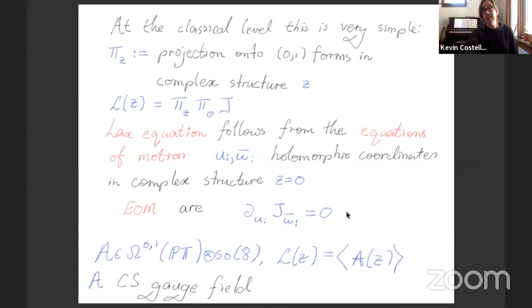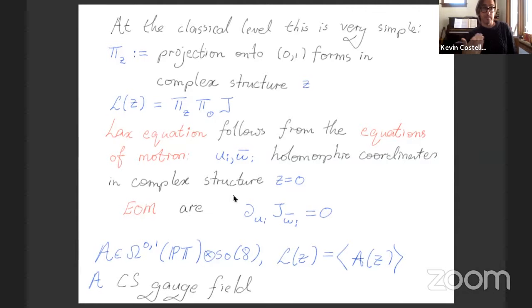So it's very easy to check this at the classical level. We simply compute the equations of motion, which I didn't do before. The equations of motion are a linear equation of the current. And then my Lax matrix is just the projection. I take this, I have a special complex structure for 0 and infinity. I take the projection onto a 0,1 form from zero, and then I further project onto a 0,1 form for z. That's my Lax matrix. And the fact that it satisfies this equation follows from these very simple equations of motion.